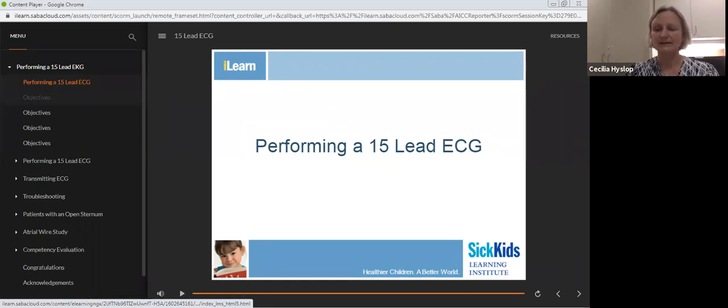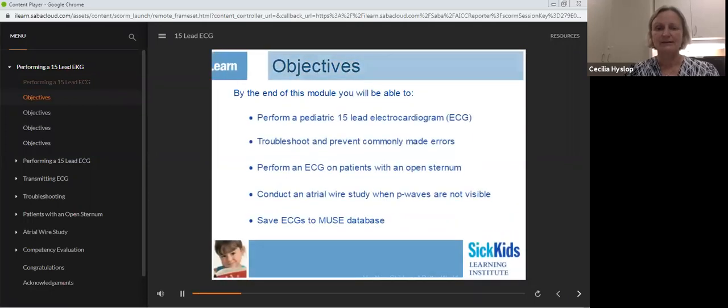So the objectives of this session are that, at the end of the module, you'll be able to perform a 15-lead electrocardiogram, troubleshoot and prevent commonly made errors, perform an ECG on patients with an open sternum, and conduct an atrial wire study when P waves are not visible.